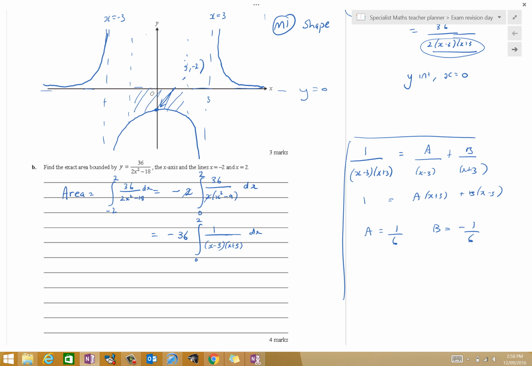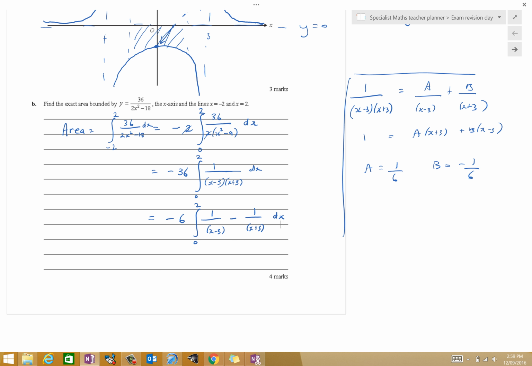Now, I'm going to plug that in. But what I'm going to do is, let's throw that 1/6 out the front. What are we left with? That's going to leave us with negative 36 over 6, which is negative 6, from 0 to 2 of 1 on x minus 3 minus 1 on x plus 3 dx. Now it's worth 4 marks, so we've still got a little way to go.